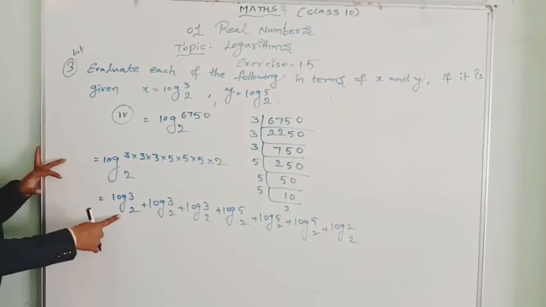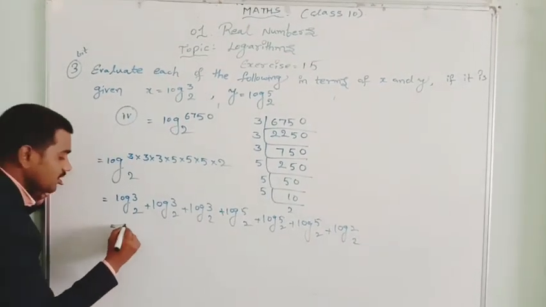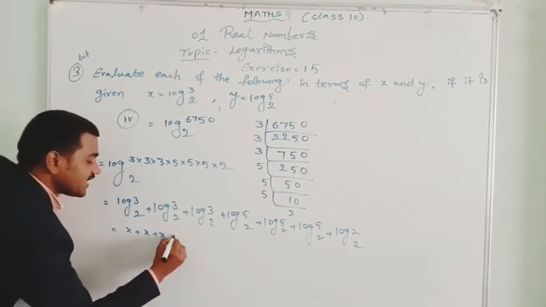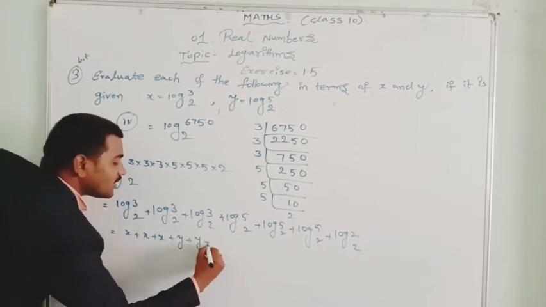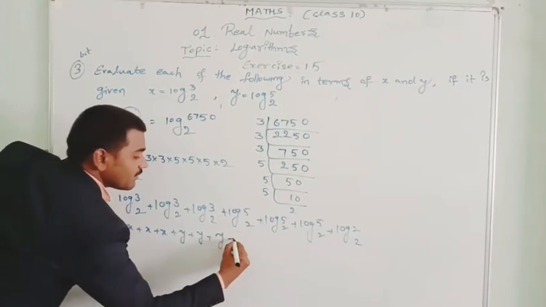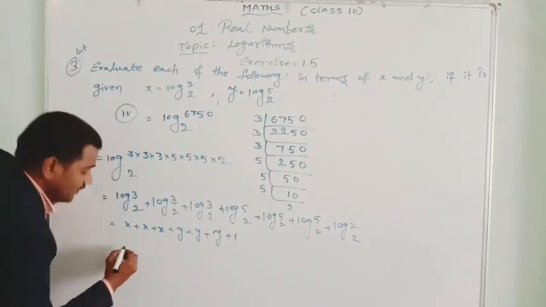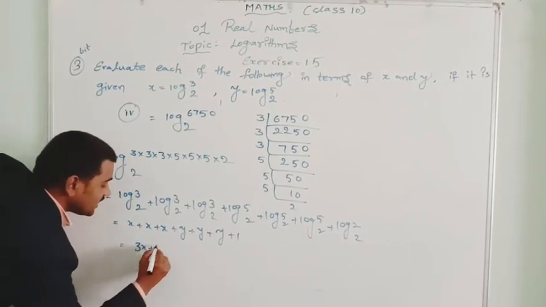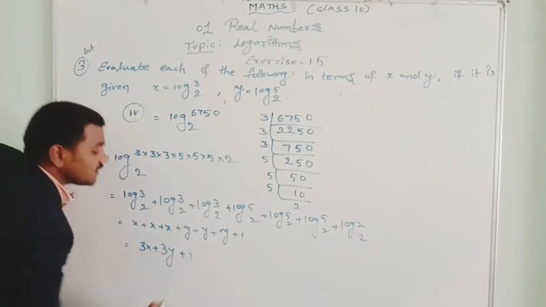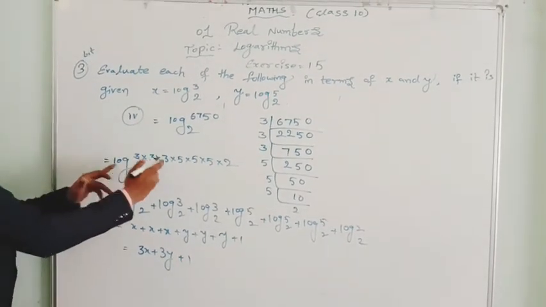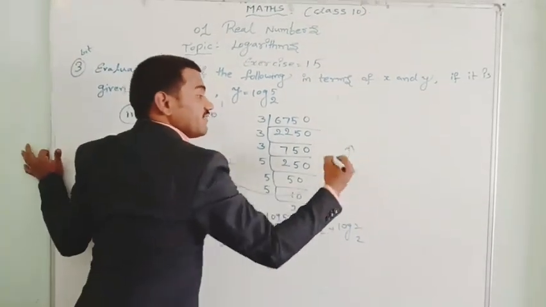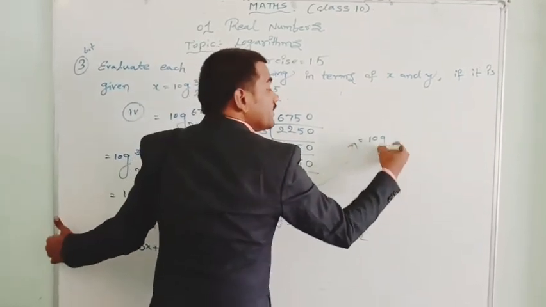Where log 3 base 2 value we have x: x plus x plus x. Log 5 base 2 value is y, three times, plus log 2 base 2 value is 1. So 3 times x, 3 times y, so we can write 3x plus 3y plus 1. Or else, we can write the same step again in another way. That will also solve it.